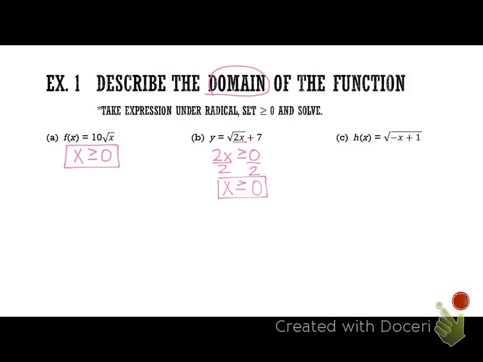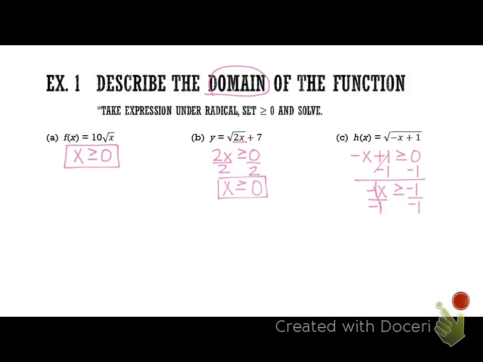Now, lastly, we're going to take what's under the radical in letter C, which is negative x plus 1. We're going to set it greater than or equal to 0, and we're going to solve. Obviously, we're going to move that positive 1 first by subtracting it, and we're going to be left with the negative x is greater than or equal to negative 1. Now, there is an understood 1 in front of this x, and since it's a negative 1, we also have to move it. So we're going to divide both sides by negative 1.